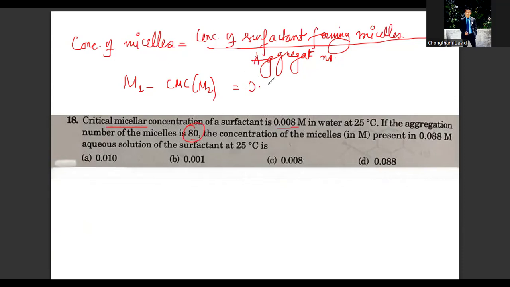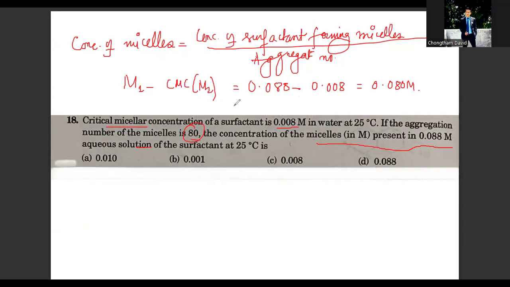So according to the question, we have this M1, the initial concentration is 0.088. Subtract this from the CMC value, that is, the concentration is 0.008. We now have 0.08 molar. So the concentration of micelles in the solution would be, from this value 0.08, 0.001.